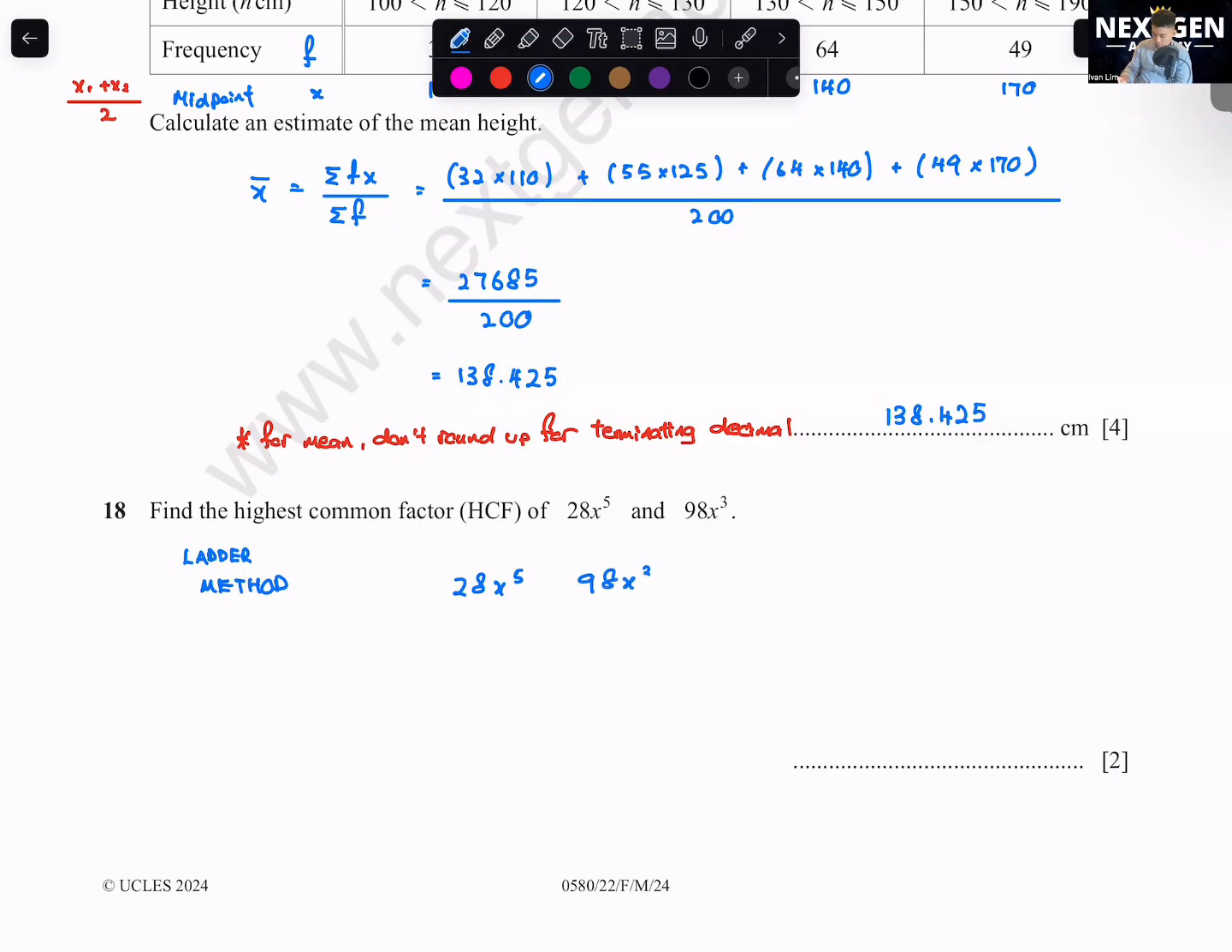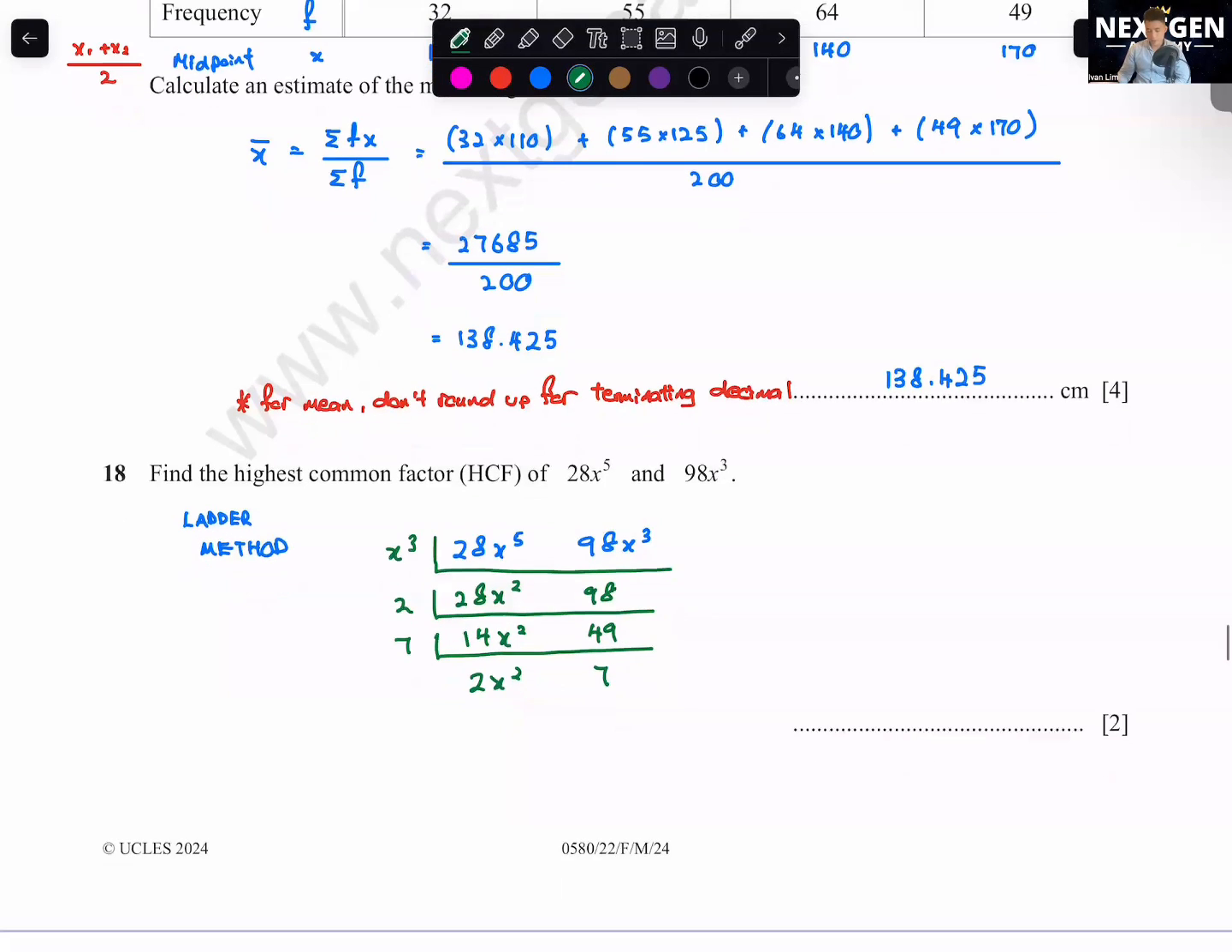You're going to draw a ladder by writing down the common factor. What are the common factors here first? Let's settle the x first. x cubed, 28x squared, 98. Next one, 2. You get 14x squared, 49. Then 7: 2x squared, 7. Can I do anything more? 2x squared, 7? Cannot, right? Then we just leave it like this.